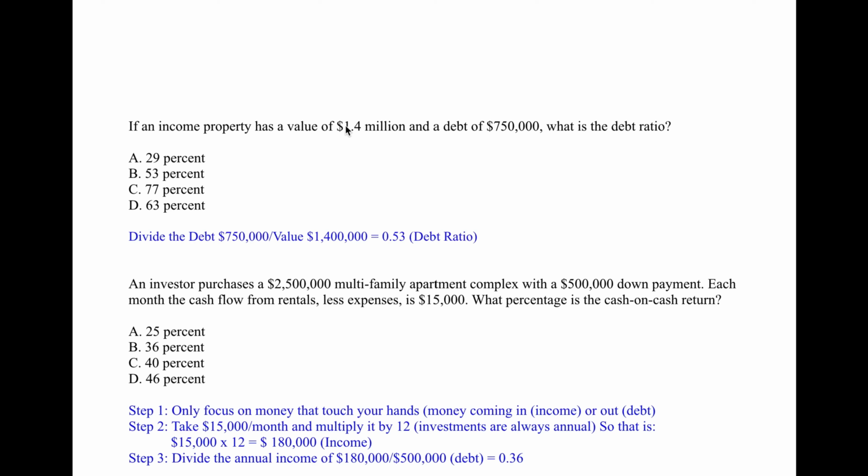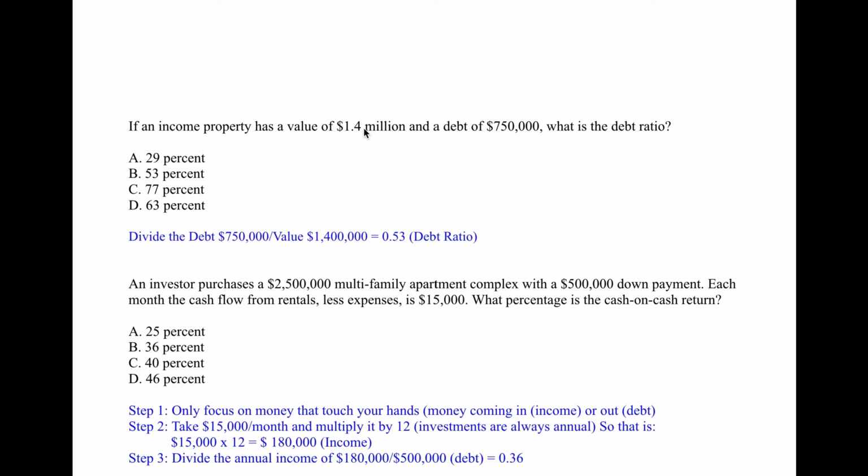The third question. If an income property has a value of 1.4 million and a debt of 750,000, what is the debt ratio? Okay, so they're looking for the debt ratio. How much percentage of debt is it showing, right? So you're going to divide the debt, 750,000, by the value, which is the 1.4 million, and that comes to 0.53. So that's the debt ratio, 53%.